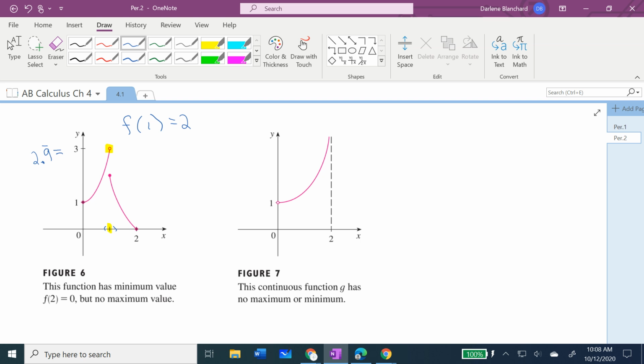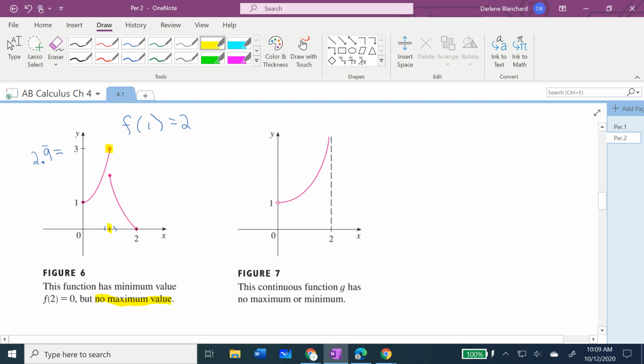So this one does not have an absolute maximum. It does not have a real number that is in the range of the function that is the largest real number. And that's very uncomfortable for people. So again, I'm going to repeat, it has no maximum value.